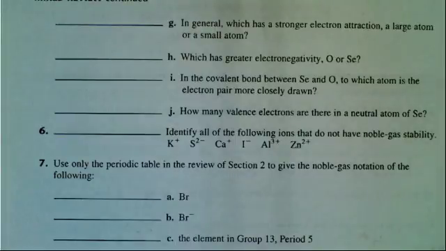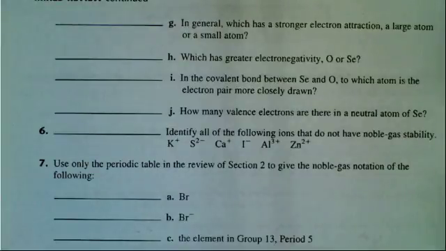G, in general, which has a stronger electron attraction? Right, electron attraction, that's the same thing as saying electronegativity. Which one has a larger electronegativity? A large atom or a small atom? If we're looking at radius here, hope you realize that the edge of the electron cloud has been pulled in closer to the nucleus. And so you're able to get closer to the nucleus of that atom. You're getting close to the source of that nuclear charge.